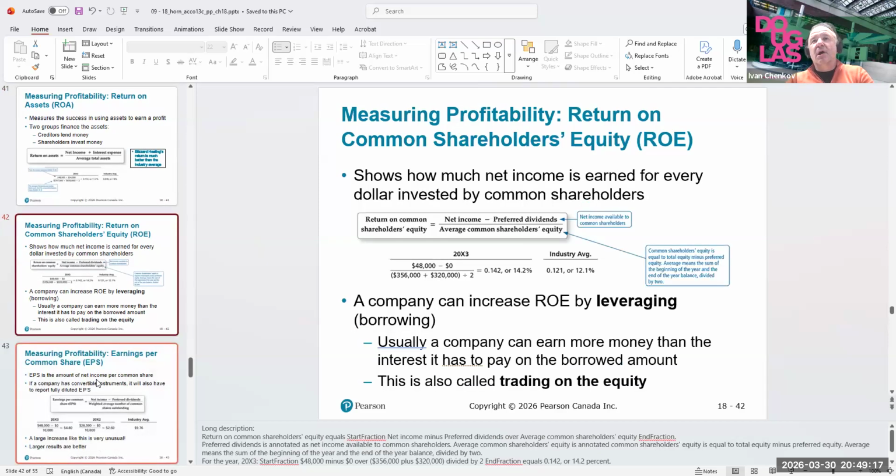Next one is return on common shareholders' equity. So from the net income, after we pay the preferred dividend, how much is left for the common shareholders? For the common shareholders' equity, we have to use the average shareholders' equity, which will be the simple average: the beginning of the year plus the end of the year, divided by 2.